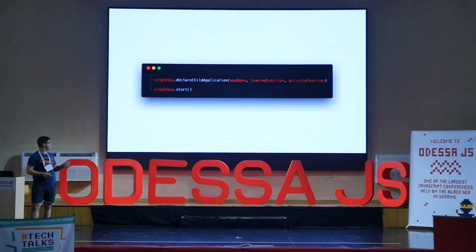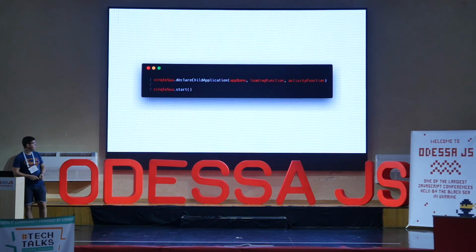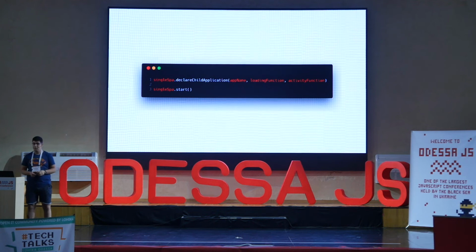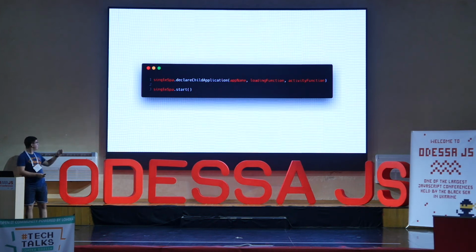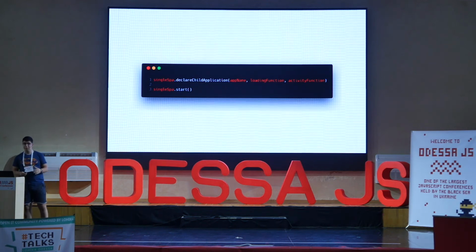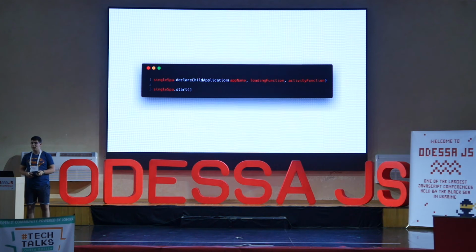And yeah, at the bottom, so as I said, we're just declaring the new child application and calling the single SPA start to start the single SPA instance. And for every child application, you will need to pass those two functions and the app name and to call declare child application. And that's one part of the boilerplate that you need to have inside your root app.